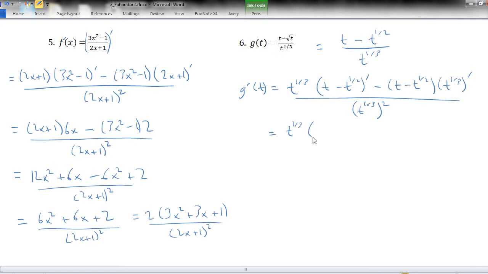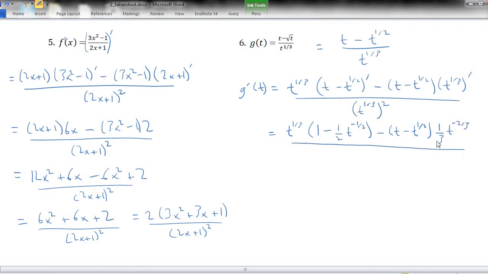Okay, time to take derivatives. T to the 1/3, and then the derivative of t is 1, minus, and then the derivative of t to the 1/2, you bring down the 1/2, and you reduce the exponent by 1, so it becomes negative 1/2. Okay, and copy this part. The derivative of t to the 1/3 is going to be 1/3 t, and then I have to do an exponent 1/3 minus 1, which is negative 2/3.